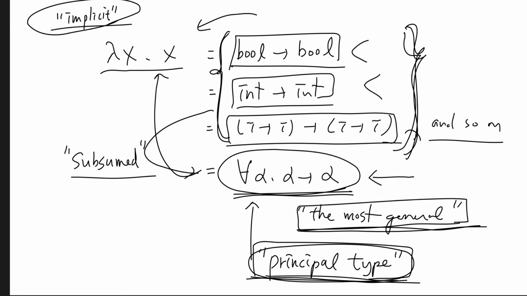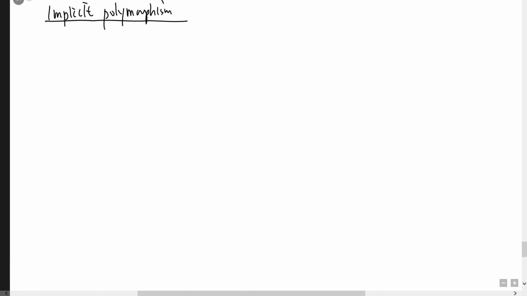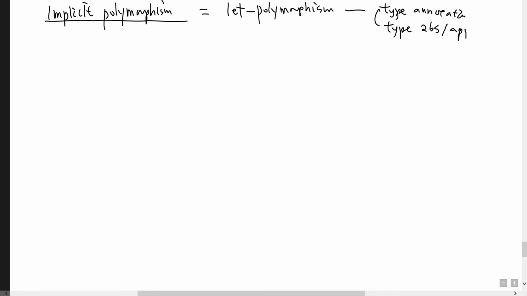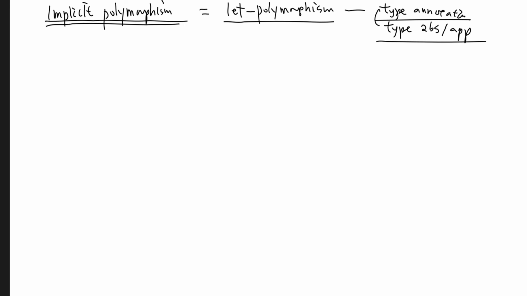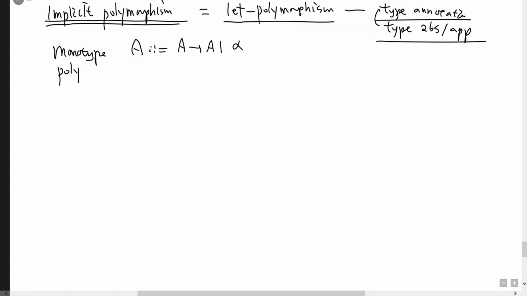Now let's develop the syntax and the type system for implicit polymorphism. Implicit polymorphism is almost the same as let polymorphism, but without type annotation, type abstraction and type application. We just remove all the type-related stuff from let polymorphism, and then we obtain implicit polymorphism. Types are still stratified into two layers: monotype A, arrow, alpha, and polytype U, for all alpha U, A. This is no different from let polymorphism.